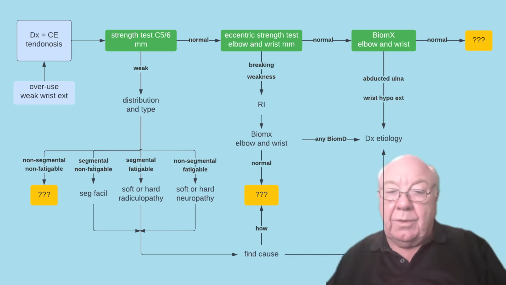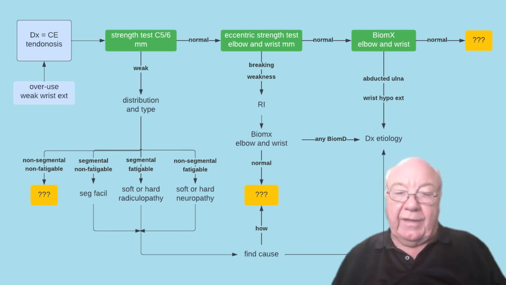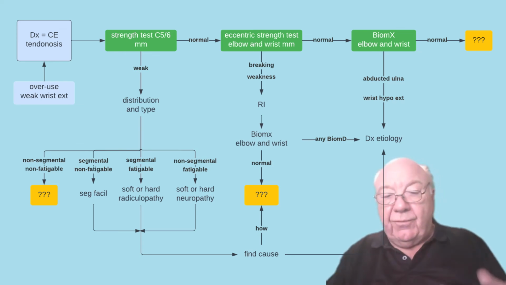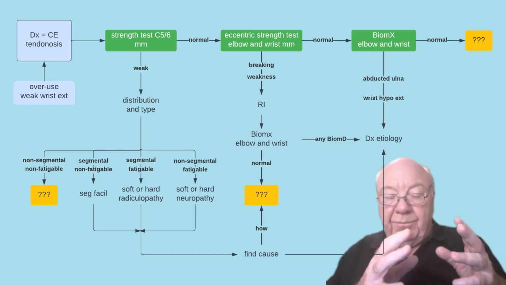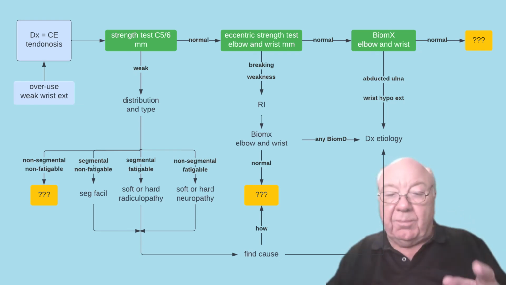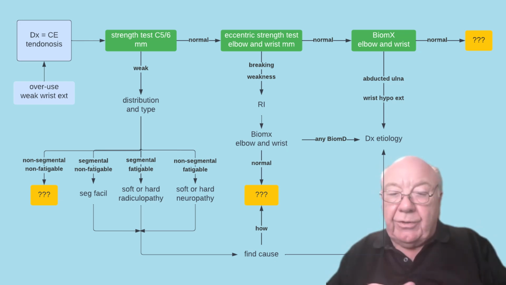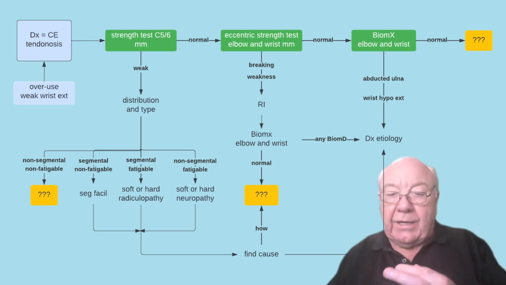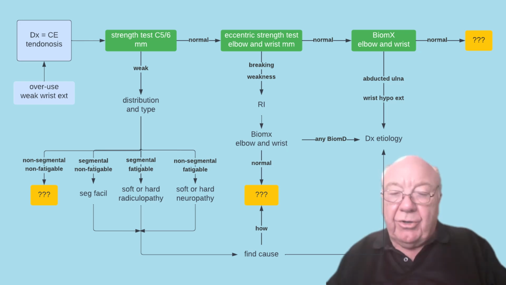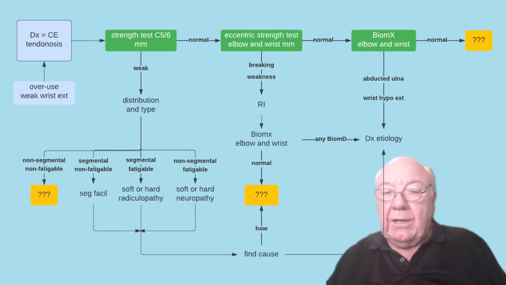If it's normal, then again, what could be causing that? That's up for grabs there. Also, when we looked at the segmental and peripheral problems, how did those causes come about? Okay, so find the cause. How are you going to find them?